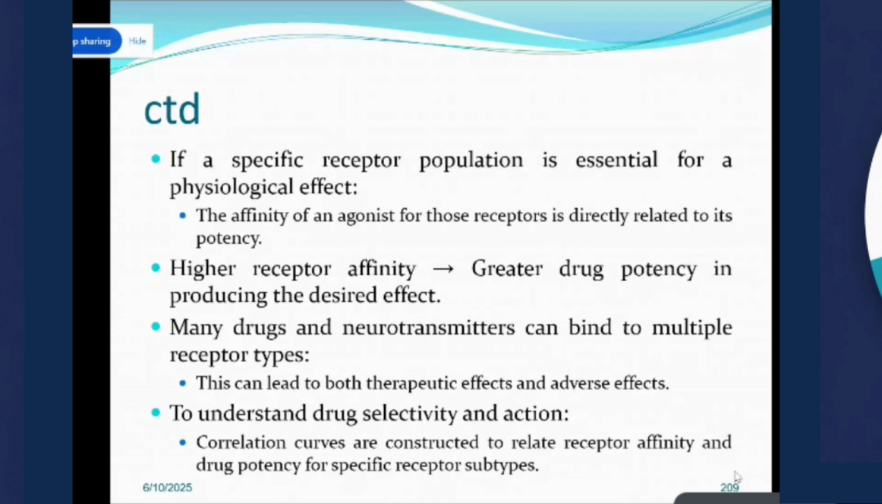If a specific receptor population is essential for a physiologic effect, the affinity of an agonist for those receptors is directly related to its potency. Higher receptor affinity results in greater drug potency in producing the desired effect. Many drugs and neurotransmitters can bind to multiple receptor types. This can lead to both therapeutic effects and adverse effects. To understand drug selectivity and action, correlation curves are constructed to relate receptor affinity and drug potency for specific receptor subtypes.